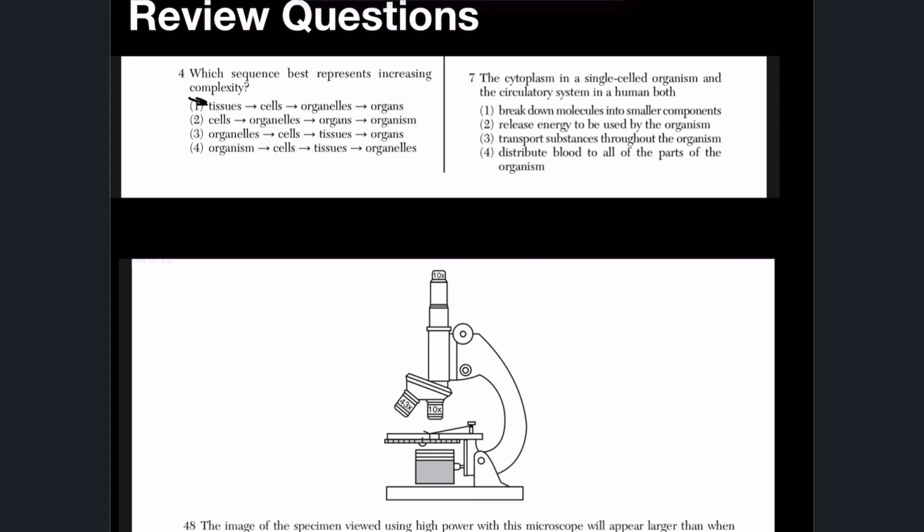The second one says cells to organelles to organs. So we can also cross this one out because we know that organelles are not made by cells, but organelles are the specific subsections that are found within cells.